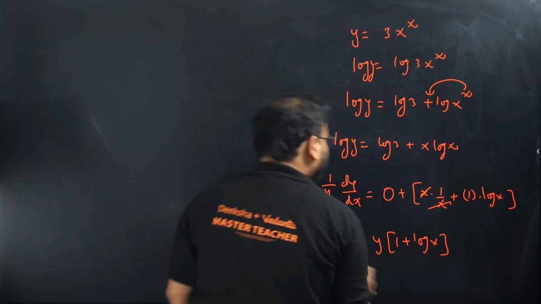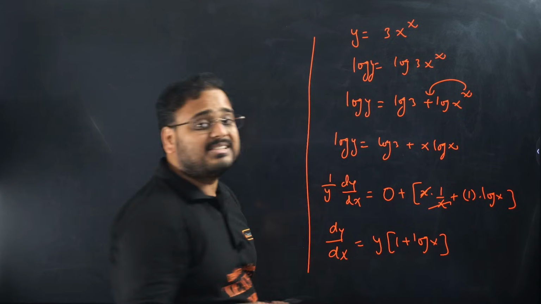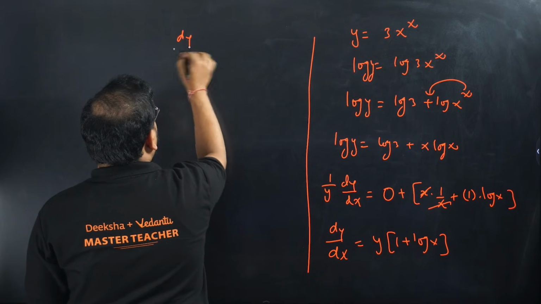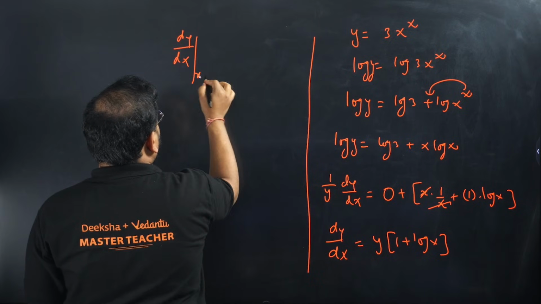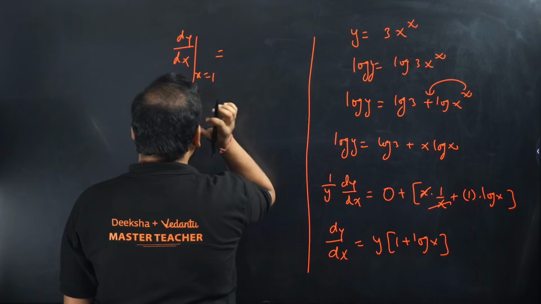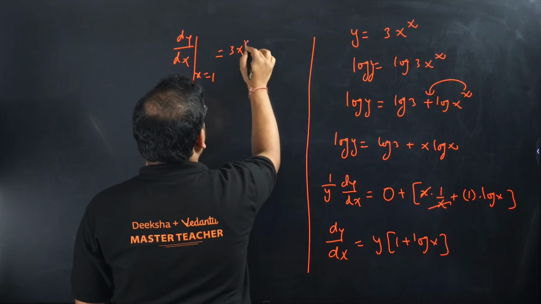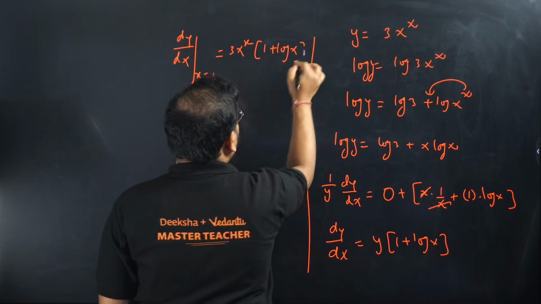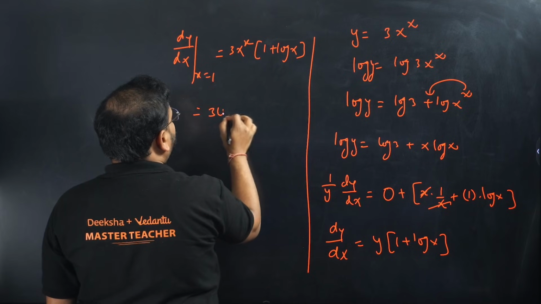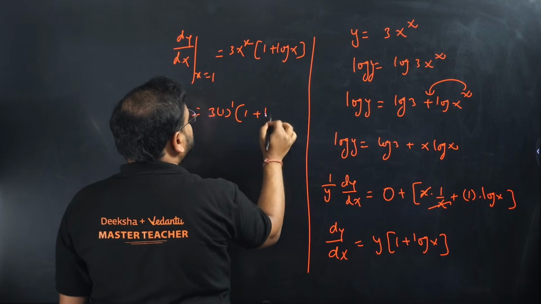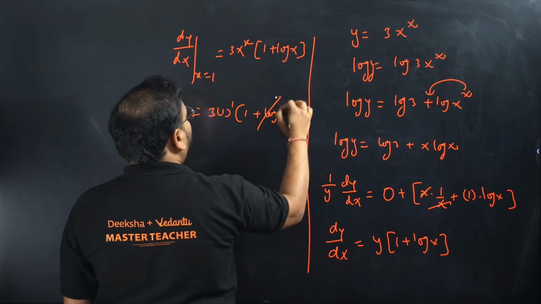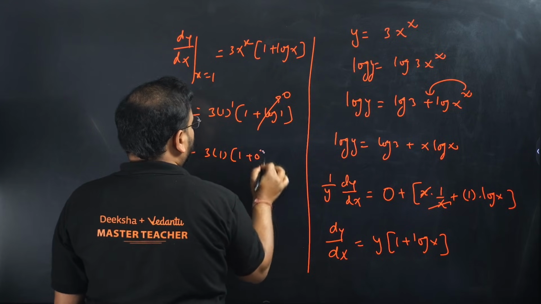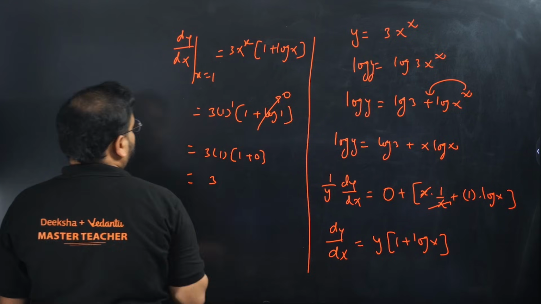Now they're asking us to find the value of the derivative when x is 1. So dy by dx when x equals to 1 will be given by, y is there, no? Means 3 into x power x, 1 plus log x. Now we'll put x value as 1 everywhere. 3 into 1 power 1, 1 plus log of 1. Log of 1 is 0. 3 into 1, 1 plus 0. Answer is nothing but 3, sir.